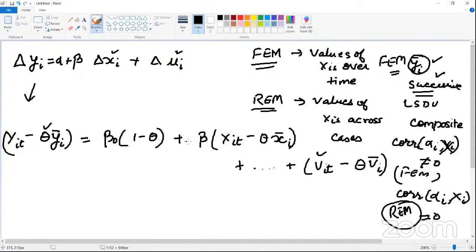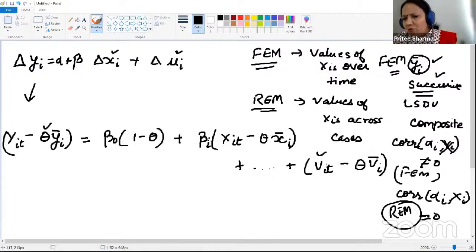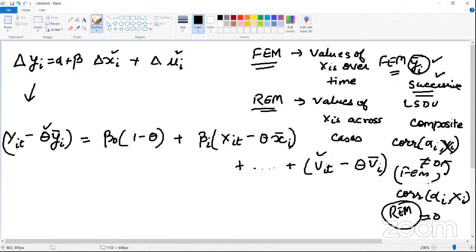Ma'am, I'm a little bit confused. Yes, please. Here you have written that the correlation of alpha and xi is not equal to 0, that means there is correlation, and you have written fixed effect model. Yes, when there is correlation, then FEM, and when there is no correlation, then REM. Yes. Oh, 0 not equal.